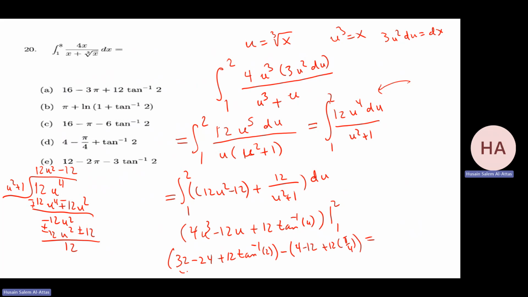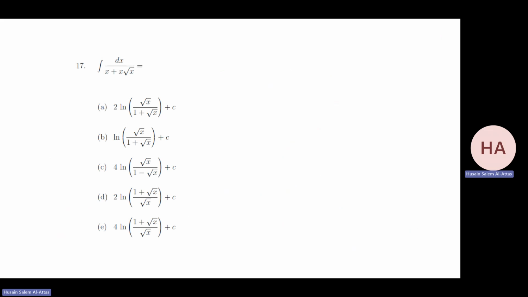That gives me 8, and this is minus 8, so I have 16. This is minus 3 pi, sorry, 12 over 4, so it's minus 3 pi. And I have 12 tan inverse of 2. None of them is pi over 3. So this is 16 minus 3 pi plus 12 tan inverse of 2. That's one problem done. The same thing here.